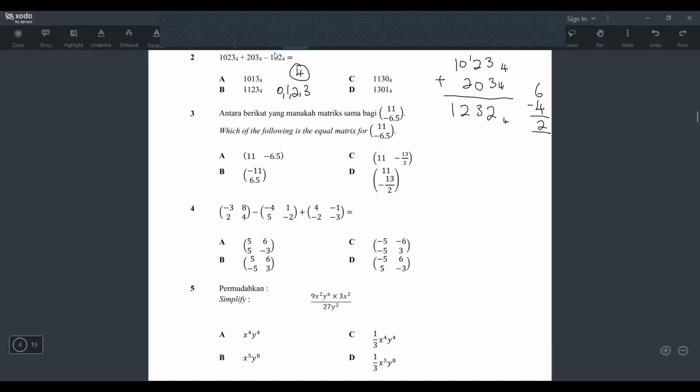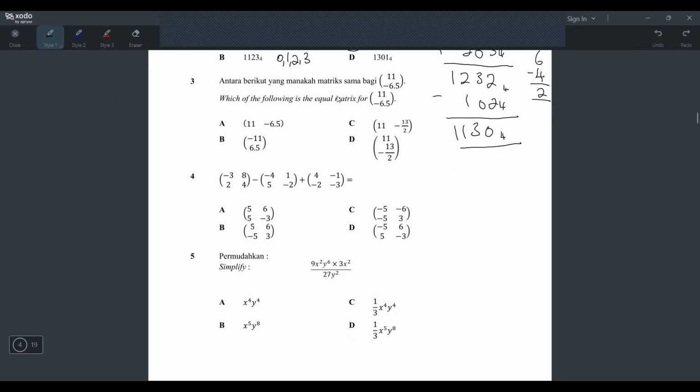You still have to minus with what? You still have to minus with 102 base 4, right? Okay, how do you minus? Base 4 number minus base 4 number, you will end up with base 4. 2 minus 2, just write 0. 3 minus 0, just write 3. 2 minus 1, just write 1. This one, just write 1. So the answer is C.